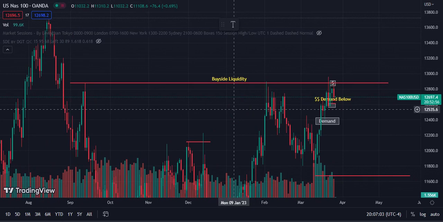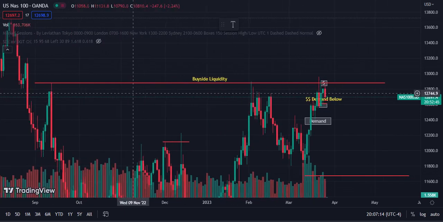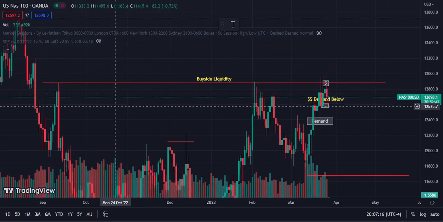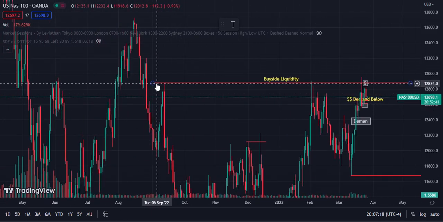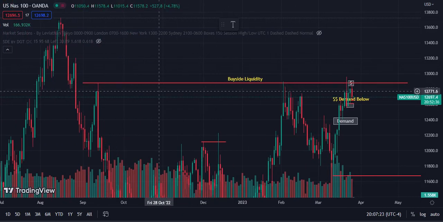Now, how do I determine my point of interest where I look for reversals on larger time frames, and how do I determine my daily bias on larger time frames? What is my first thing that I look for? First of all, I want to look for a sweep of liquidity. What is liquidity? Resting buy or selling orders. So liquidity is just a lot of orders, right?